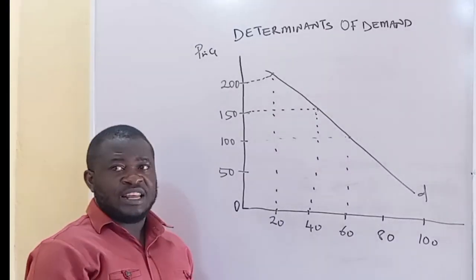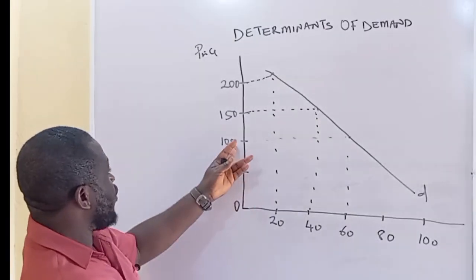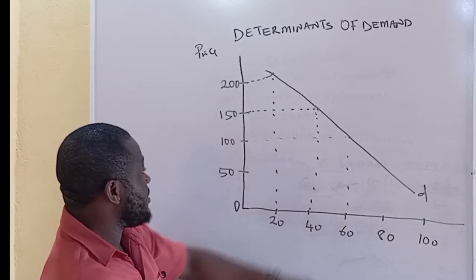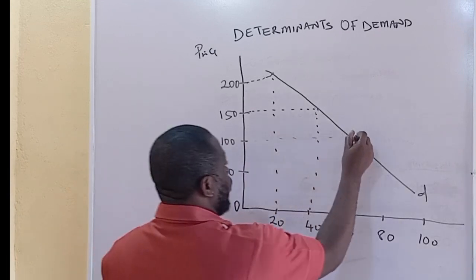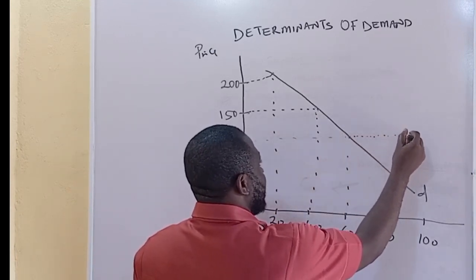So what happened when the income of Mr. A increases? We discover that at the price of 100 naira, Mr. A was willing and able to purchase higher than 60. Hence, Mr. A was willing and able to purchase 90 litres of petrol. 90 should be here.